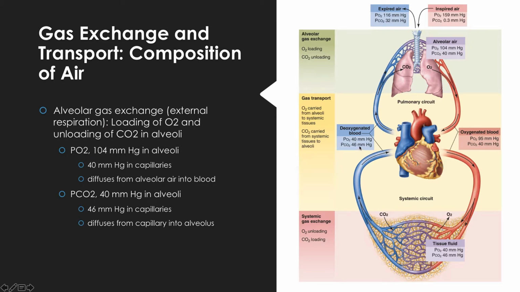So compare that with inspired air and alveolar air. These two numbers are much closer. Also notice the magnitude of change in the PO2 varies pretty greatly. So we go from 104 all the way down to 40, whereas the magnitude of change for PCO2 is relatively small, so we get a 6 millimeter of mercury difference. And there's a reason for that, and it has to do with blood chemistry.